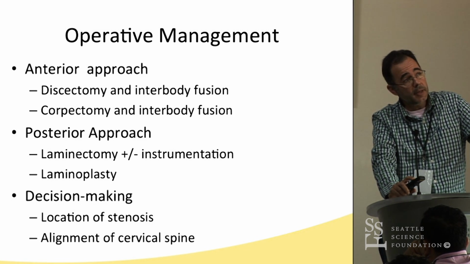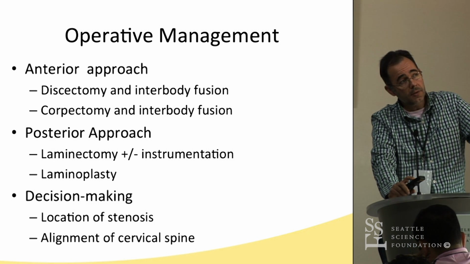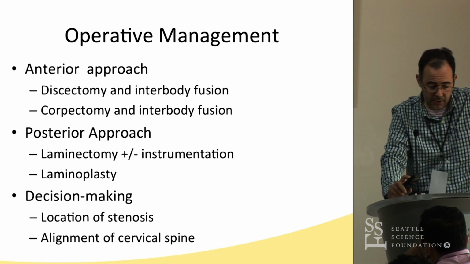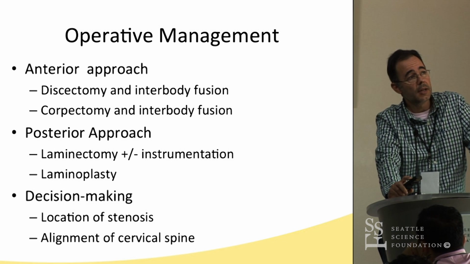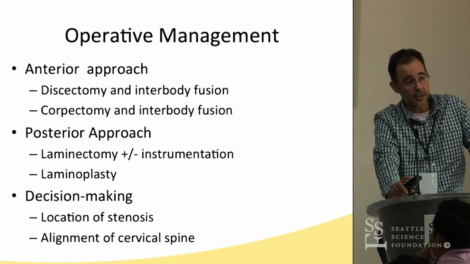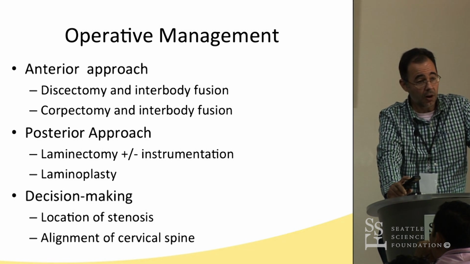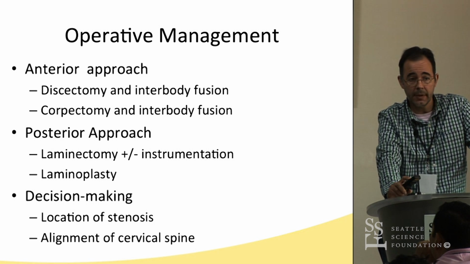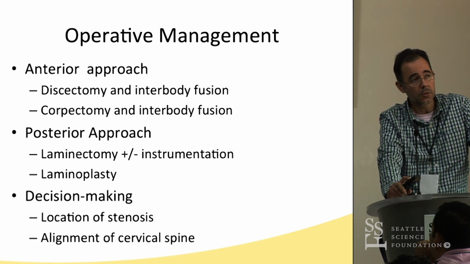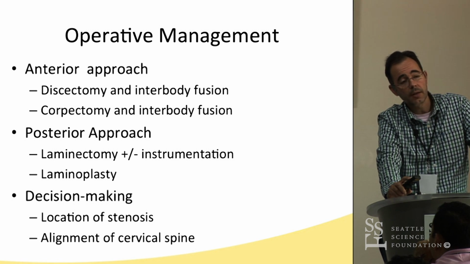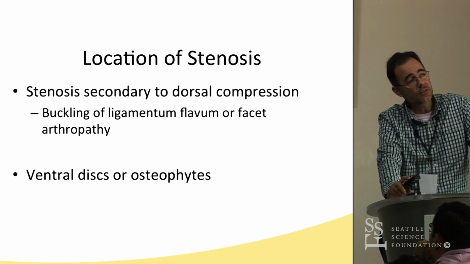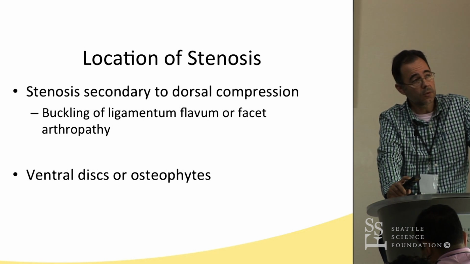So what about operative management? Obviously, we have a variety of anterior versus posterior versus both, and it depends on where the disease process is located. So it depends on how much of a correction is needed to treat a spinal deformity. It depends on what the patient can tolerate as far as their comorbidities. So there are a lot of factors that go into play when you decide what the approach is going to be. And so the location of the stenosis is one of the most critical things to identify.